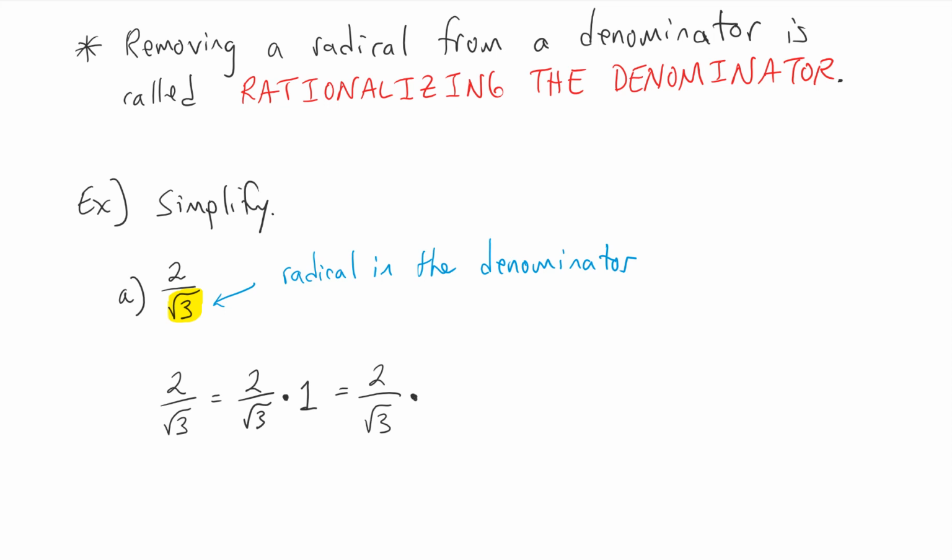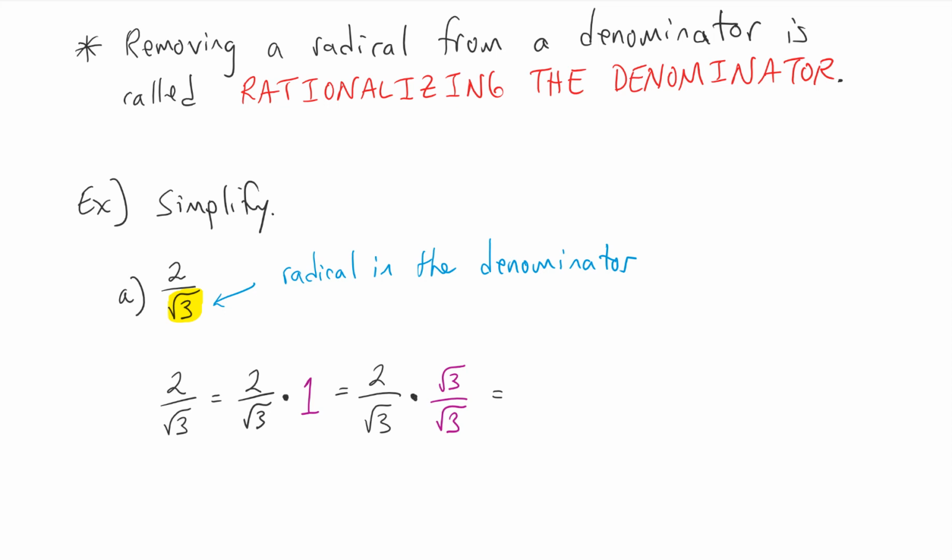use some color here to help you out. This 1 is equivalent to the principal square root of 3 divided by the principal square root of 3. So any number divided by itself, except 0, is equal to 1. So instead of 1, I'm going to replace it with the principal square root of 3 over the principal square root of 3. Now, why did I choose that? Well, because we know from earlier that when you take a principal square root times itself, it removes the radical. The radical sign disappears. So let's see that in action.